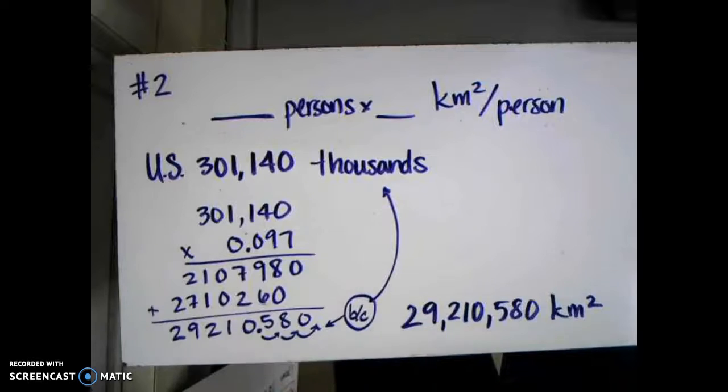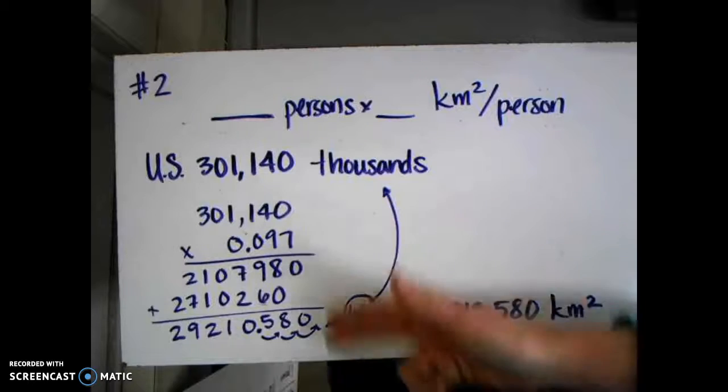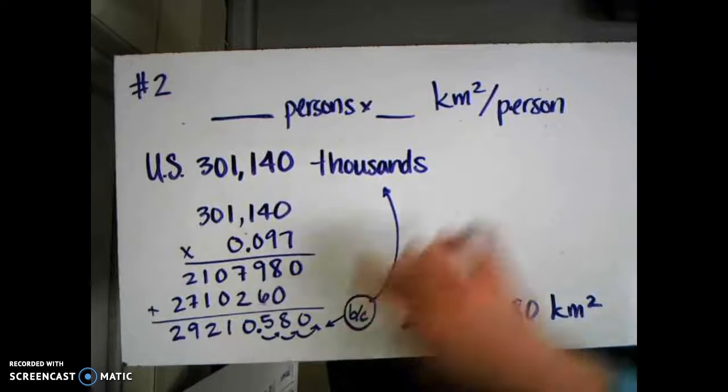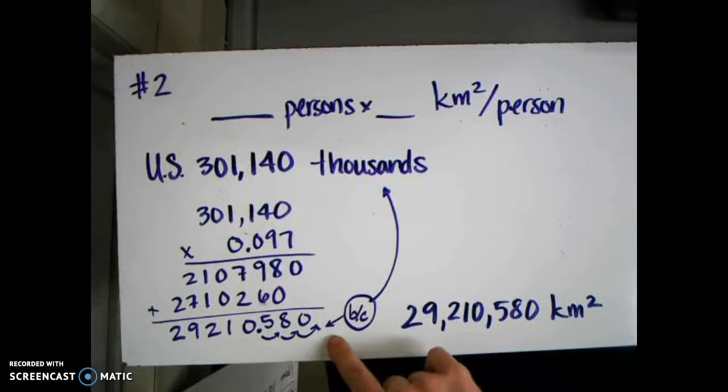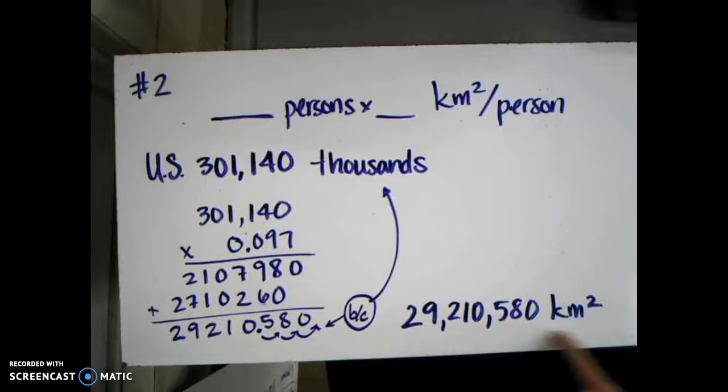So for the U.S., 301,140 thousands, or more aptly put, 301,140,000, and we're multiplying that by kilometers squared per person. So you can see just hand calculations here. And remember that because of this thousands, when we bring our decimal down, we're going to factor that out. And you've got 29,210,580 kilometers squared needed to sustain the U.S. population.